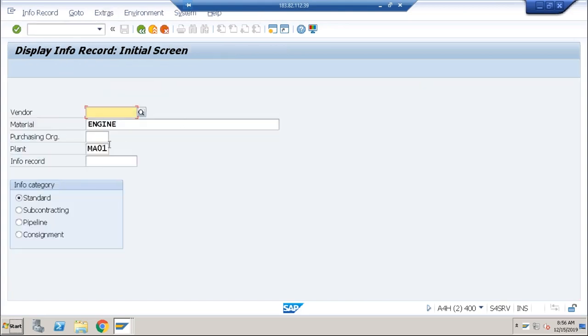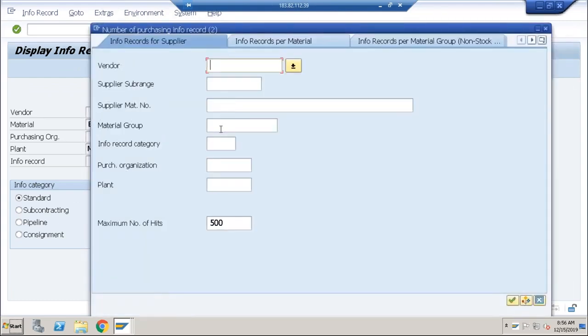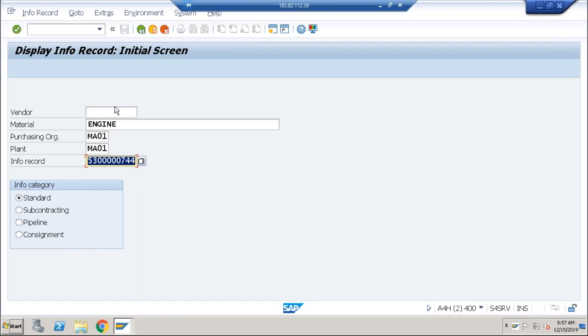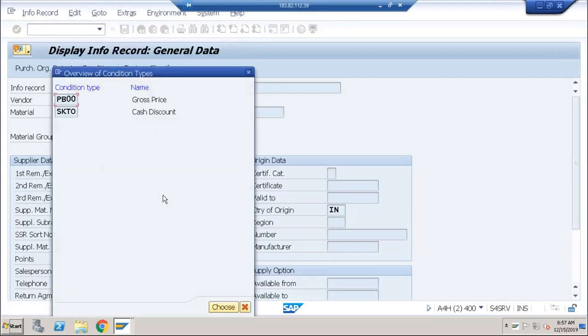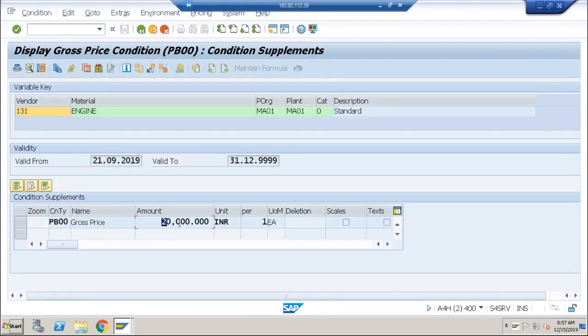If I go for this info record and if I see for engine, is there any material field here? No. Purchasing organization, I will use MA01. And for material engine, if you go to conditions, PP00. Okay, can you see this?